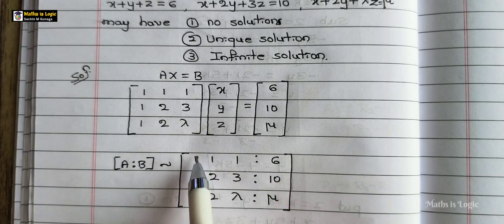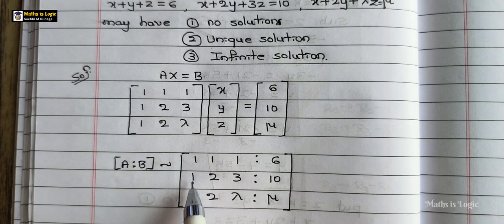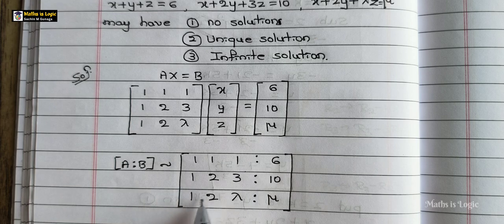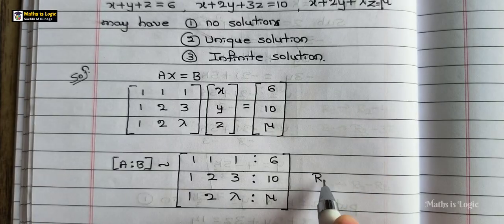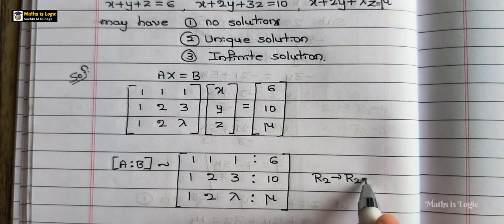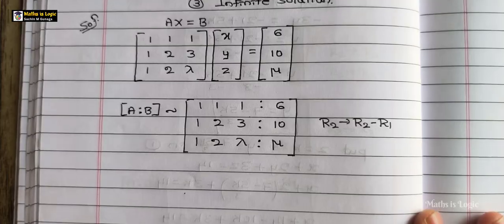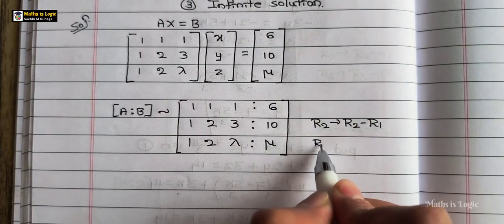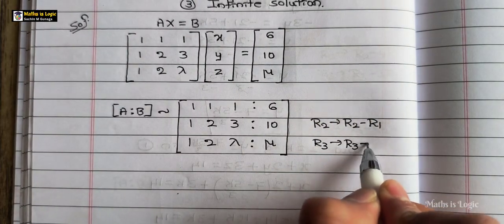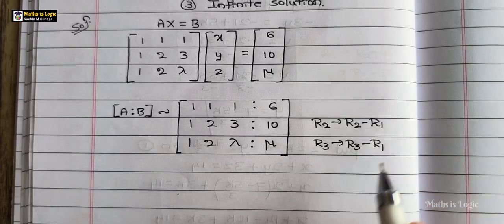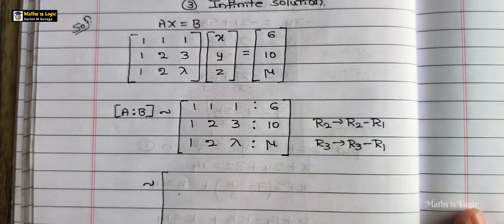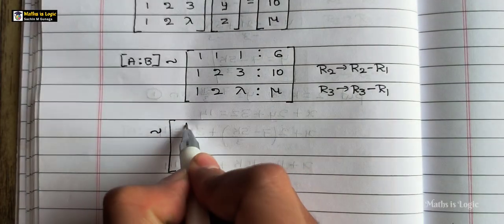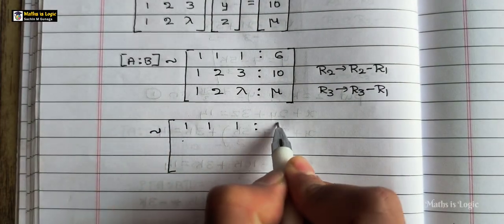So now apply. Here the leading entry is already 1. We should make the second row first element and third row first element 0. So apply row transformation. We are changing the second row. So R2 changes to R2 minus R1. Next R3 changes to R3 minus again R1. Therefore the first row we are not changing, keep it as it is: 1 1 1 6.